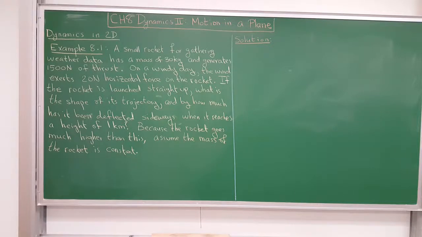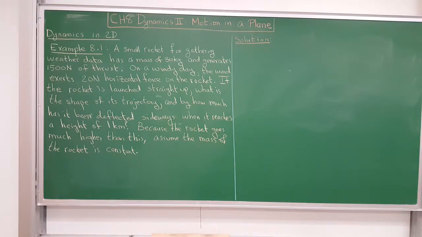And then here they make a comment and say, assume that the rocket's mass is constant, because the rocket goes much higher than this. And so, yes, it will lose a little bit of mass. The mass will not be 30 kilograms at the end, but let's assume it's constant. We will worry about that later, the motion when it loses mass, when we discuss momentum. I think that would be chapters 9 and 10 for energy, and chapter 11 for momentum. So let's take a look at this problem.